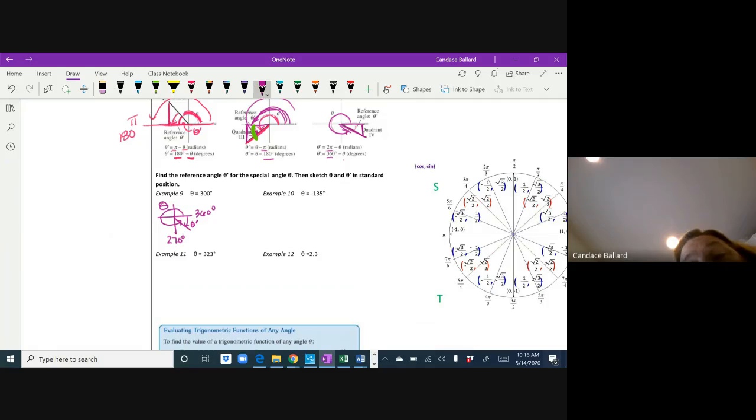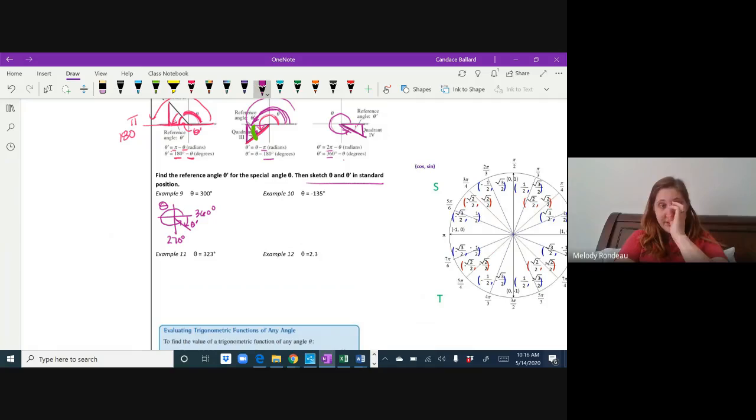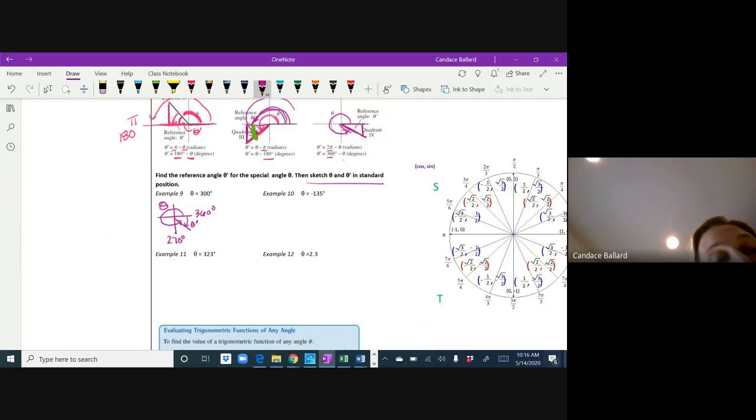So we're actually supposed to sketch it. So I did my sketch first. Good job. I'm going to actually do the calculation. Because this one goes almost the entire circle, to get my reference angle, I'm going to take 360 and subtract the 300, which is just 60 degrees.